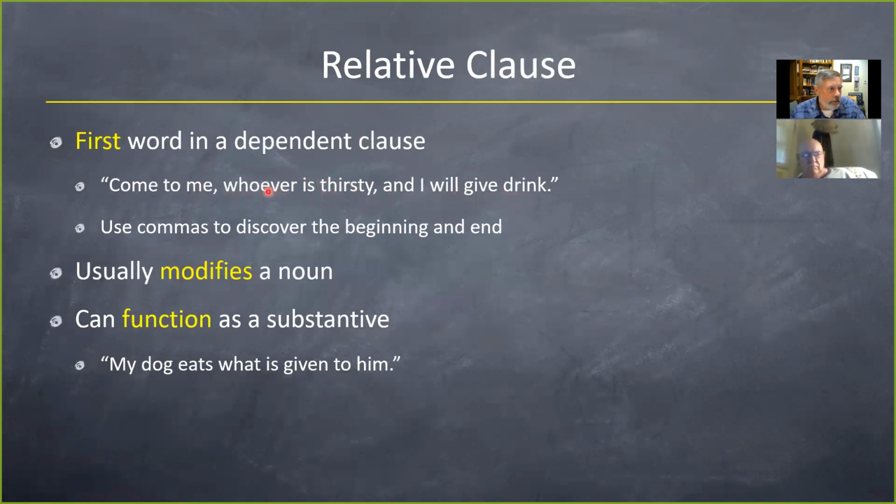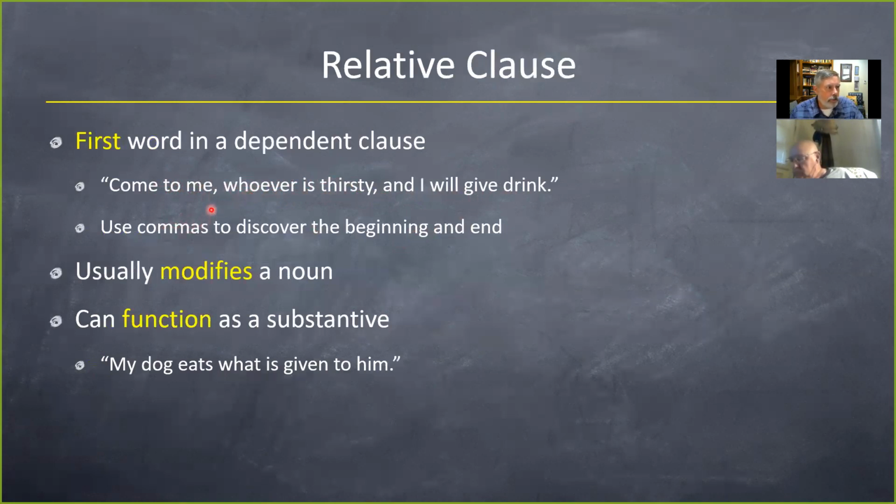There's a dependent clause that by itself cannot stand alone, whoever is thirsty. That's always started by a relative pronoun. And that's an important thing to recognize. We'll talk more about that as we go. So the sentence is come to me and I will give a drink. But there's a dependent clause embedded in it, whoever is thirsty, called a relative clause. It's a relative clause because it's led by the relative pronoun, who.